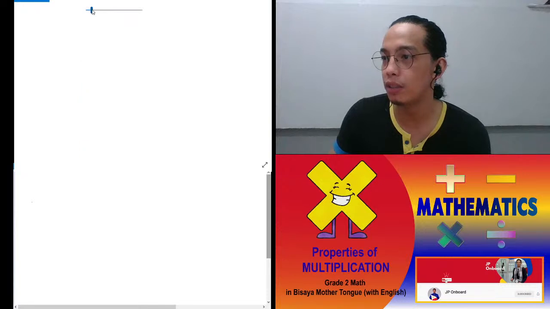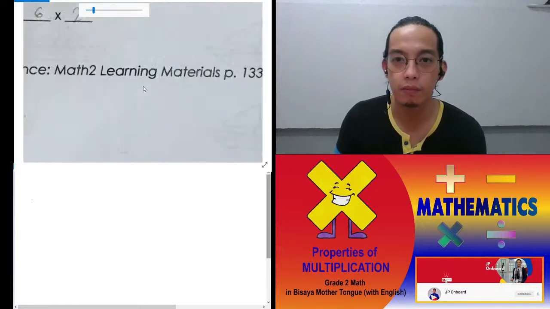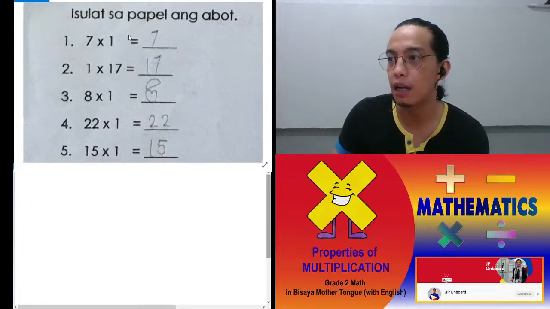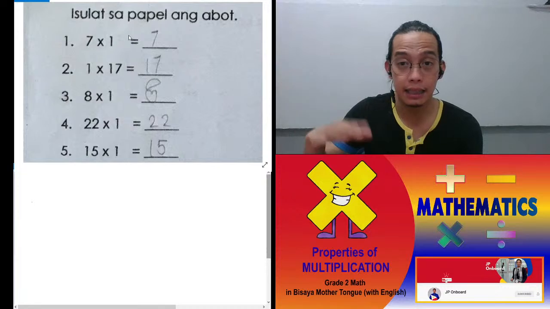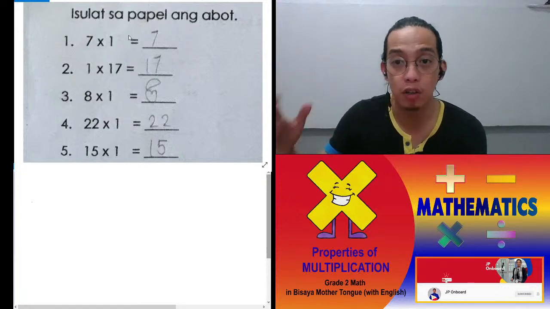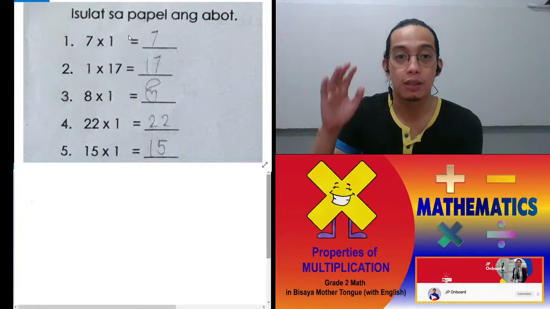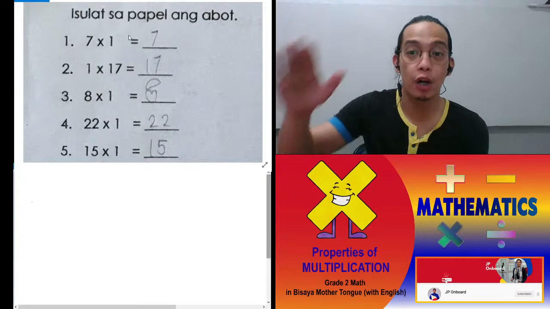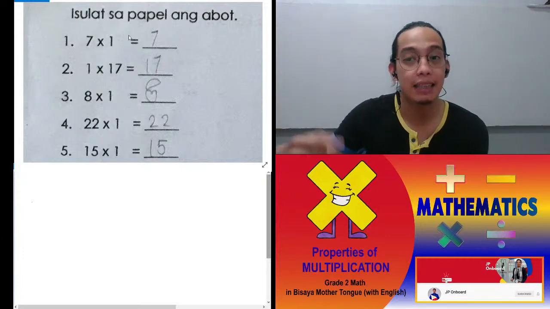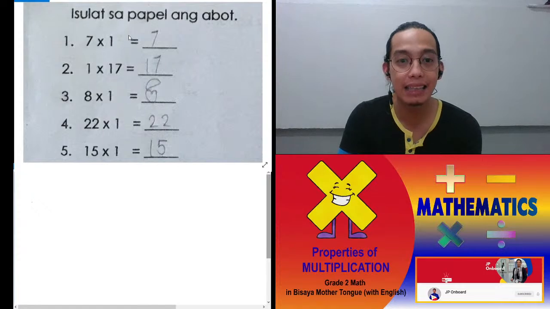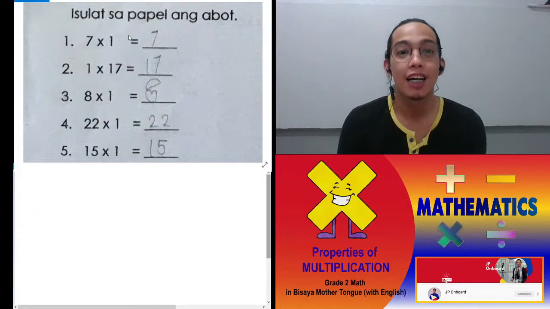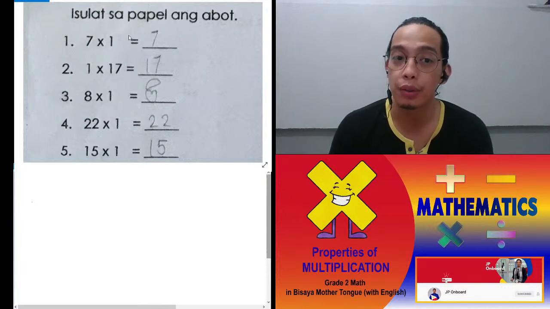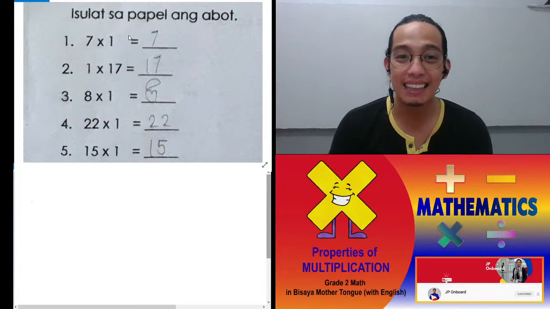So as you can see in the activity here, activity number 3, okay? We have the property involving multiplication of 1. So 7 times 1 is 7. It's the number. Okay? Bisag unahon mang 1. 1 times 17 is 17. Number 3, 8 times 1 is 8. Number 4, 22 times 1 is 22. And lastly, 15 times 1 is 15.